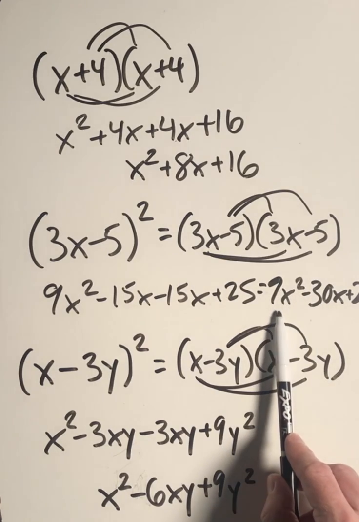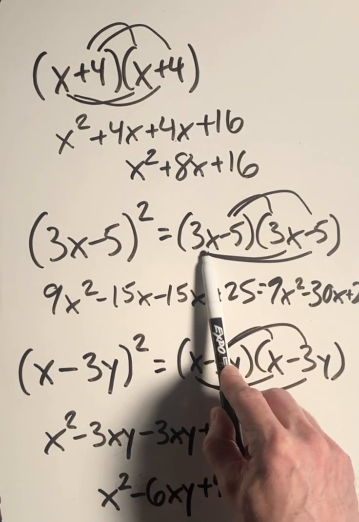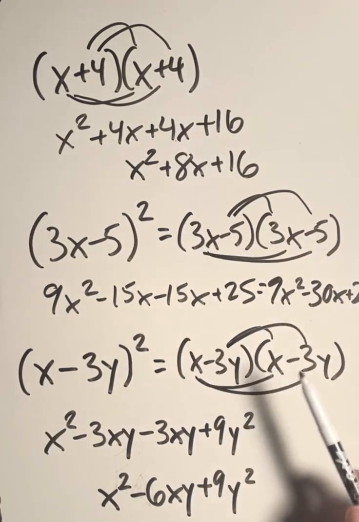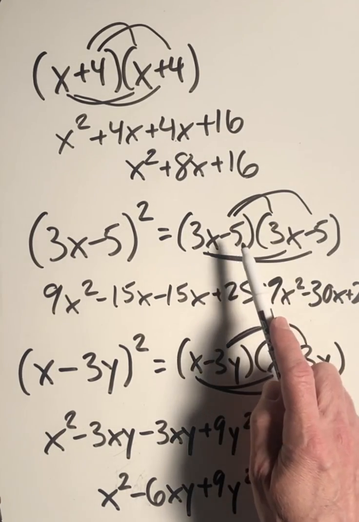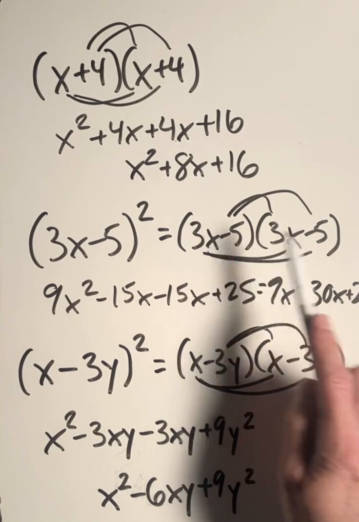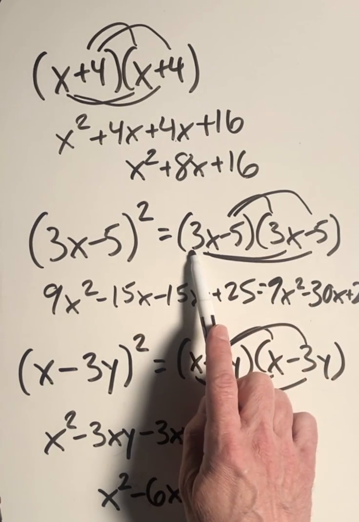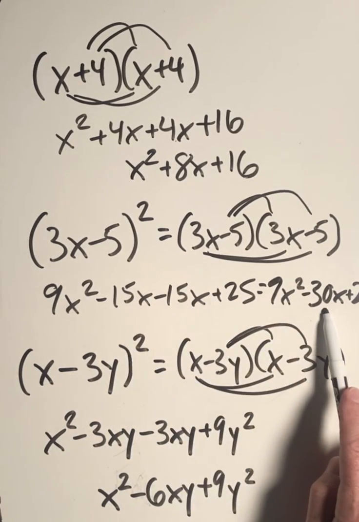Same thing here. The first term is the first term in your binomials squared. 3x, the whole quantity, in parentheses, to the second power equals 9x squared. The last term would be the second term squared. Negative 5 times negative 5 is positive 25. And the middle term is going to take the first term times the second term and then doubling it.